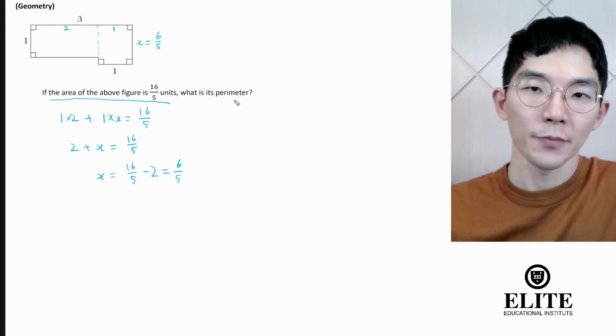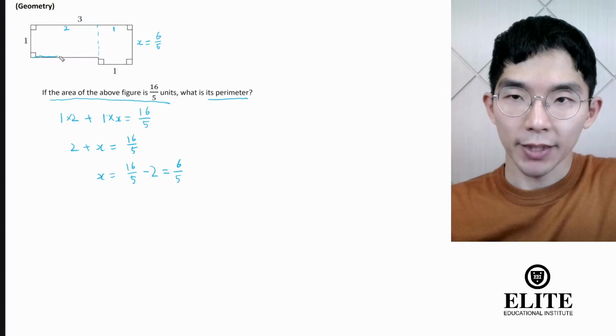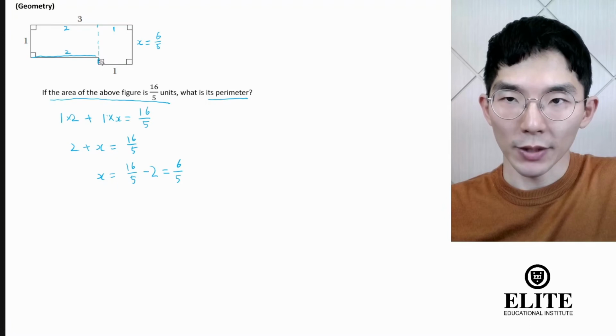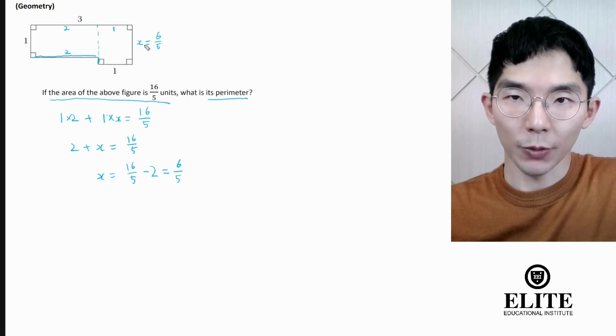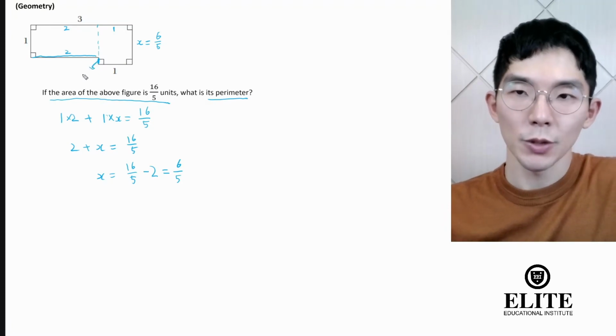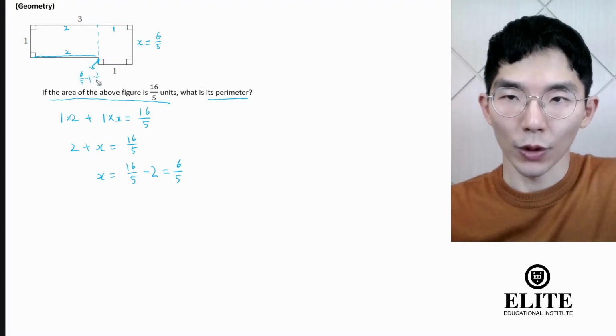We know x has to be equal to 6/5 in order for the area to be 16/5 units. Now, to find the perimeter, all we need to do is figure out the length of this line segment and the length of this line segment here. This line segment is directly parallel to this one here with length 2, so we know this has to be 2. Now, this one here is x, which is 6/5, and here it's going to be 1, so this small segment has to be the difference between 6/5 and 1, which gives us 1/5.